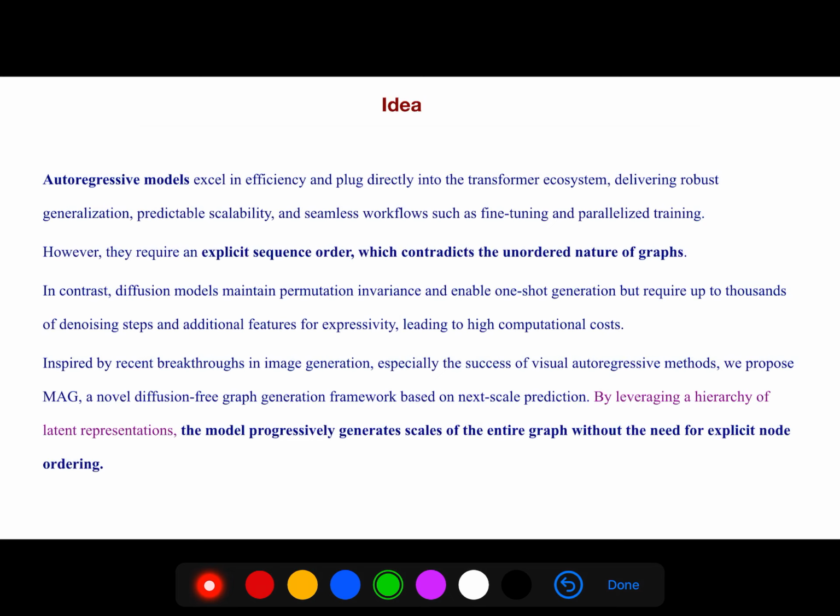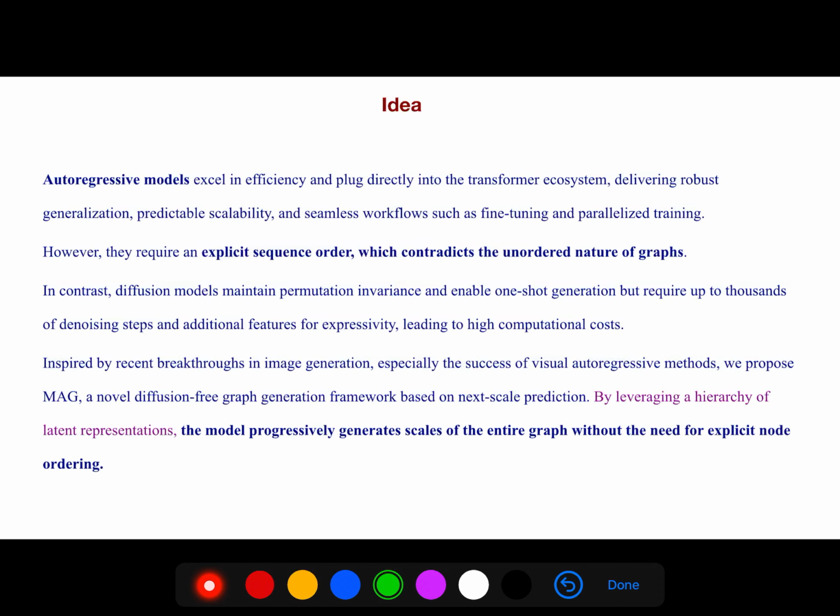Autoregressive models excel in efficiency and plug directly into the transformer ecosystem, delivering robust generalization, predictable scalability, and seamless workflows such as fine-tuning and parallelized training. However, they require an explicit sequence order, which contradicts the unordered nature of graphs.